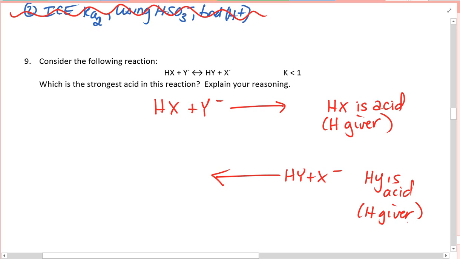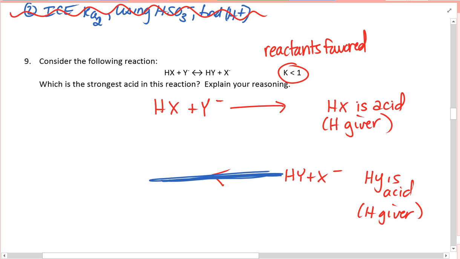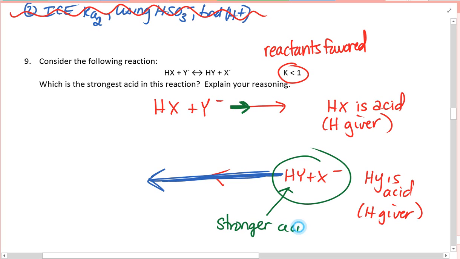So let's say, well, who is being a better hydrogen giver? Well, let's look at our K value here. K is less than 1. That means it is reactants favored. And another way of interpreting this, if something's reactants favored, that means that this reverse reaction is kind of better than that forward reaction, because the forward reaction isn't occurring very much. The reverse reaction is occurring more. So who is better at being a hydrogen giver? Well, it looks down here like this reaction is winning. So HY is going to be the stronger acid, because this reaction, in which HY is being an acid, is more favorable than the forward reaction is.